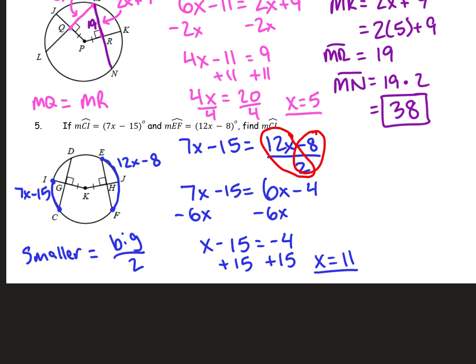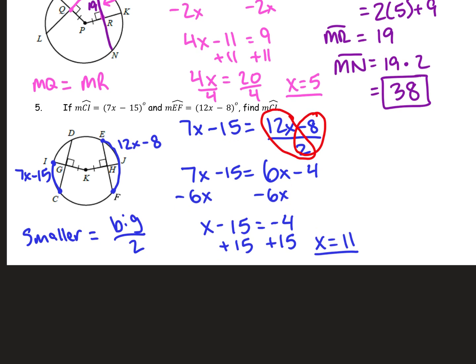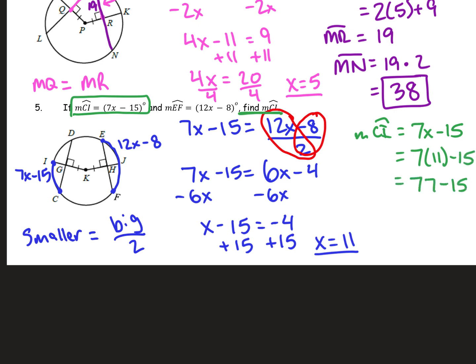Now, of course, we're not done yet because they want us to find the measure of arc CI. Well, that's awesome because the measure of arc CI is equal to that 7x minus 15. That's what we had from the very beginning. Measure of arc CI is equal to 7x minus 15. Well, we just found out that x is 11, so plug that in. 7 times 11 is 77 minus 15. The measure of arc CI is 62 degrees. Since it's an arc, we measure it in degrees.